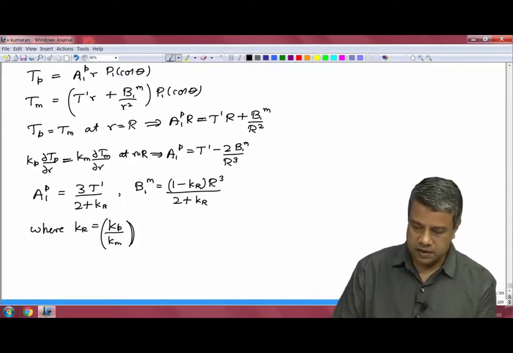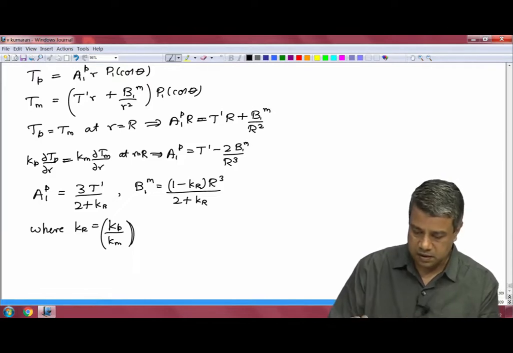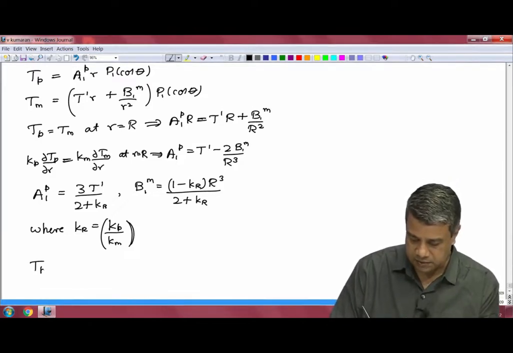So, with this we have determined the temperature fields in the particle and the matrix. The particle temperature field is equal to 3 T prime r P1 of cos theta, divided by 2 plus K R.